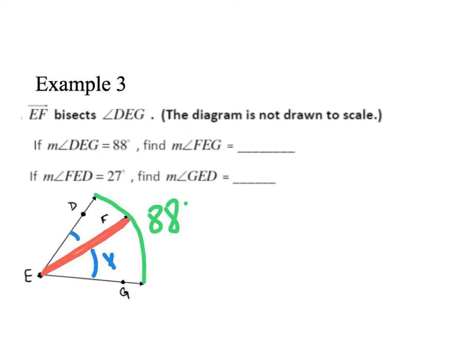Again, an angle bisector cuts an angle in half. So if I take 88 and cut it in half, half of it must be 44. Alright. Then it says if FED is 27, what is GED? So let me erase this real quick.